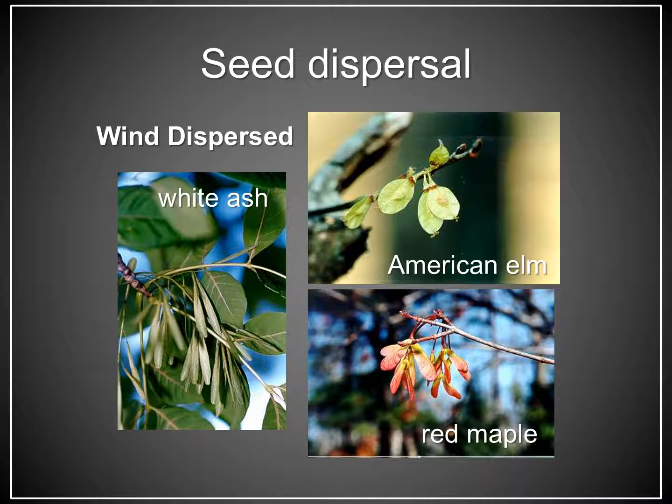So seed dispersal strategies play out in a really similar way. The fruit type of a species has a lot to do with how that fruit and the seed within it is dispersed. This slide shows examples of species that rely on wind primarily for seed dispersal. The fruit these species develop are referred to as samaras, and their wing-like structure make them really well suited to be dispersed by wind. White ash, American elm, and red maple are examples of tree species that utilize this strategy.